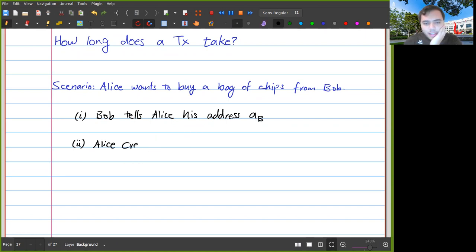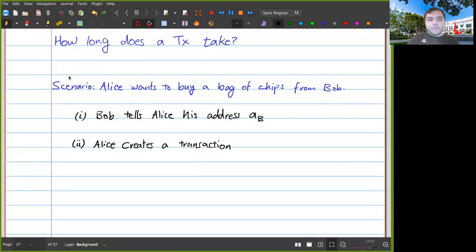And then Alice creates a transaction. Let me stop the sharing and share again just to make sure everyone can see it. Okay, hopefully this should work now.